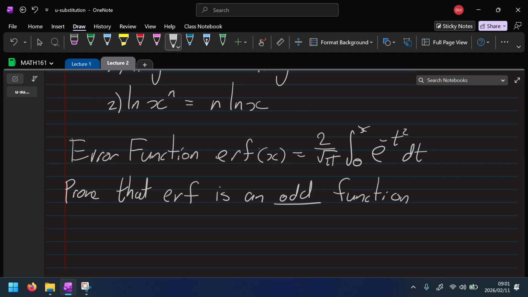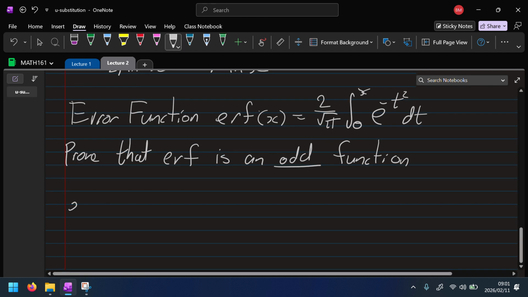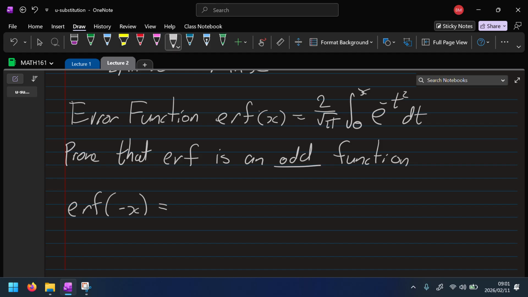You know what odd function means? f of minus x equals minus f of x. And we're going to do it a similar way with a u substitution. So to show something's odd, we need f of minus x to start off with. So we're going to look at the error function at minus x and try to get the minus out to the front. And it's going to be a u substitution like the previous one. So this is going to be 2 over root pi, integral from 0 to minus x, right? Because we got minus x on the inside there. e to the minus t squared dt.